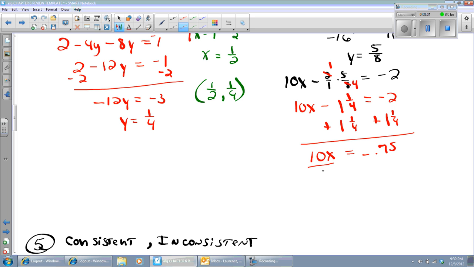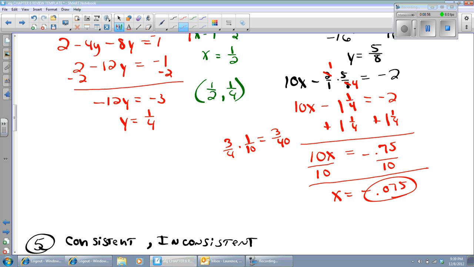I'm going to divide by 10 and divide by 10, and I'm going to get x is going to equal negative 0.075. Very unusual answer here. I guess I could do the 3/4. Divide by 10, we could say, is multiply by 1/10. So that'll be 3/40, and this must be 3/40 simplified.